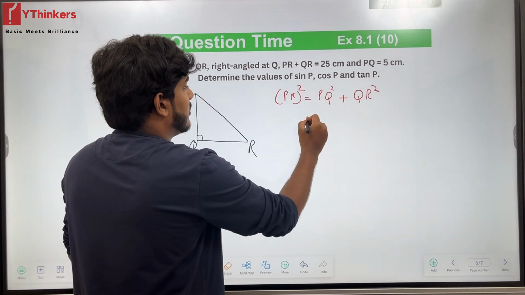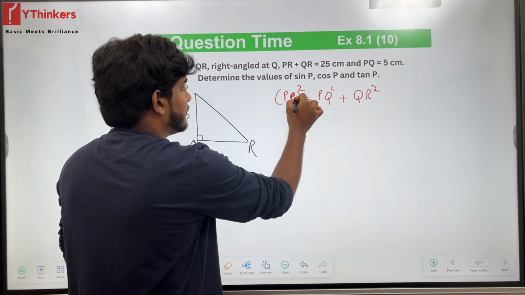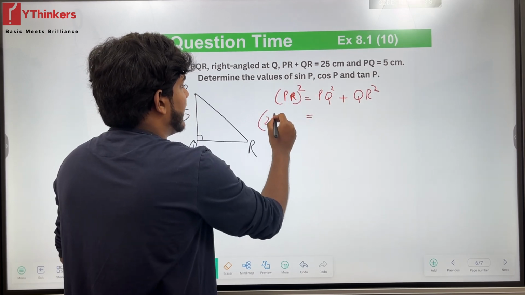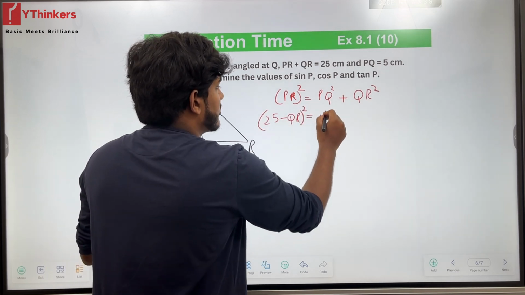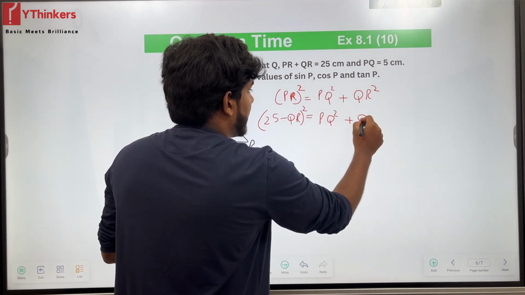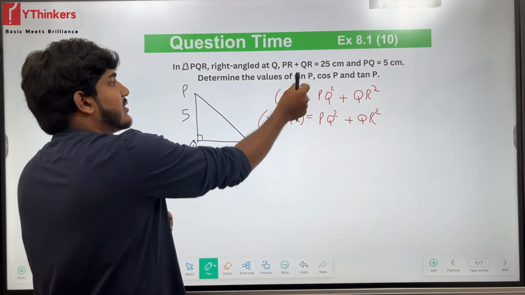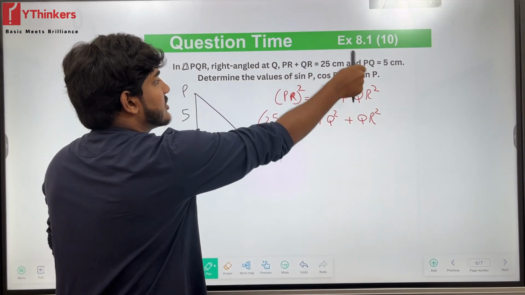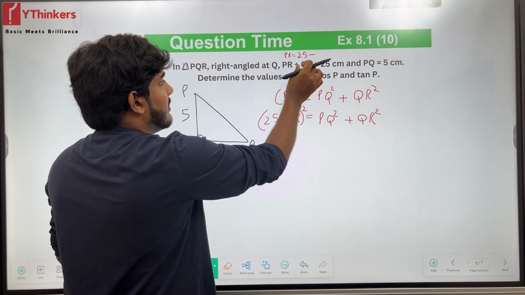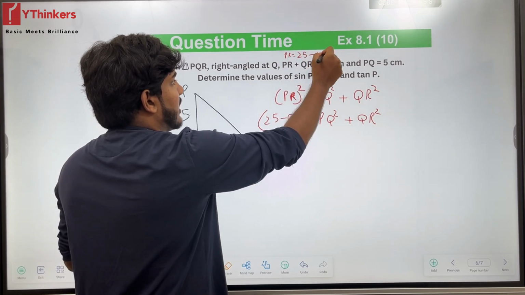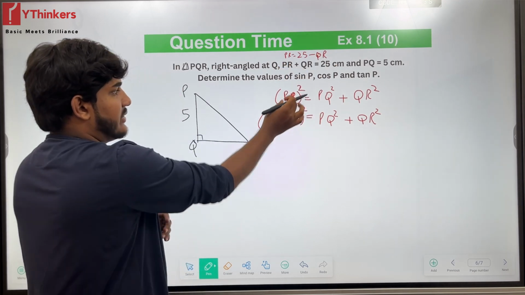So what I can do is, in place of PR, can I write 25 minus QR? Then PQ square remains the same, QR square remains the same. What I did, I made PR as 25 minus QR, because if I make PR the subject, QR goes to the other side and becomes minus QR. I just wrote this instead of PR.